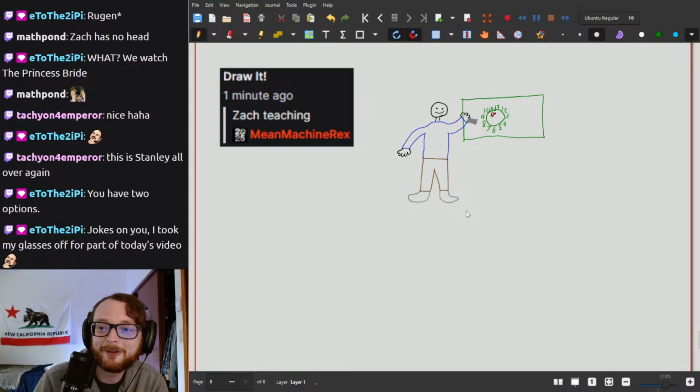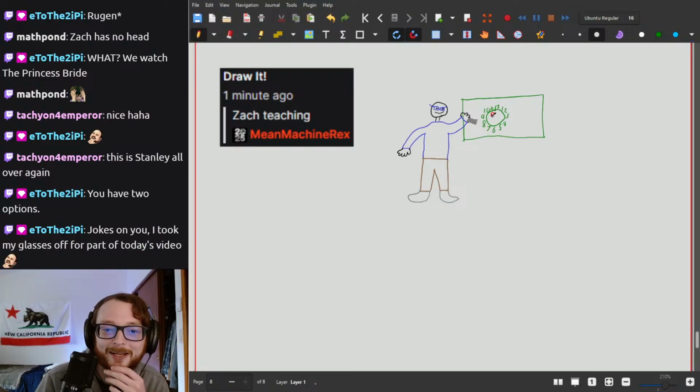Give you a little smiley face. Make your glasses blue, I guess. Why not? Oh god. These look more like swimming goggles. Actually, no. You look like one of the Ninja Turtles, almost. I forget which one has the blue headband.